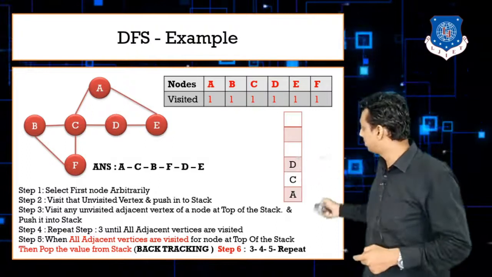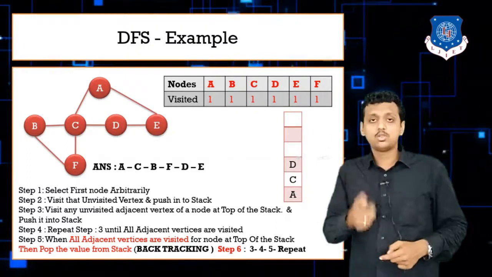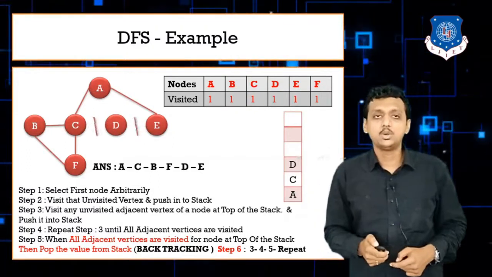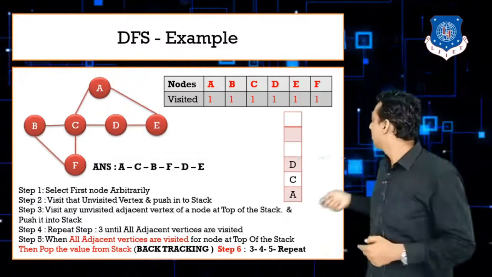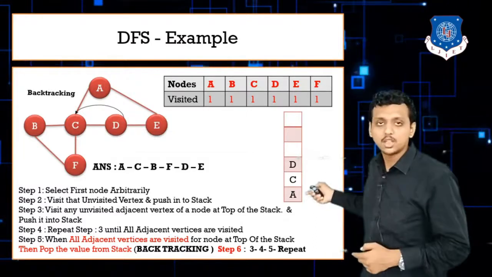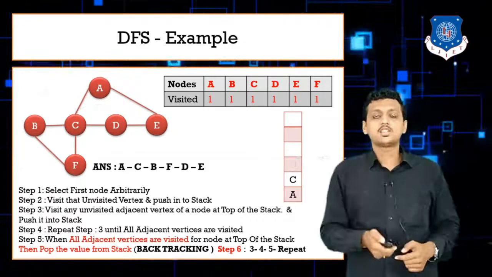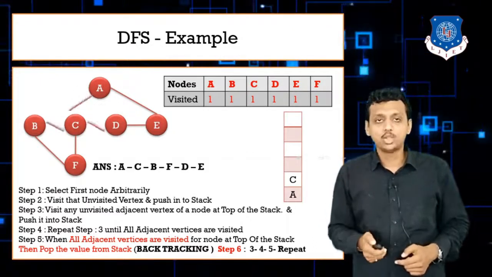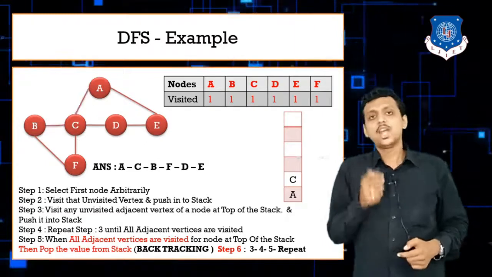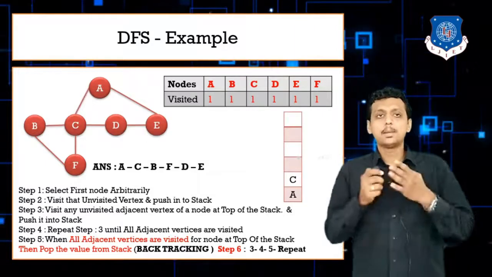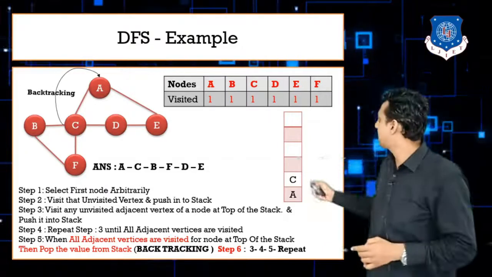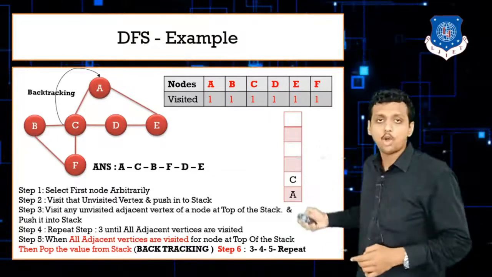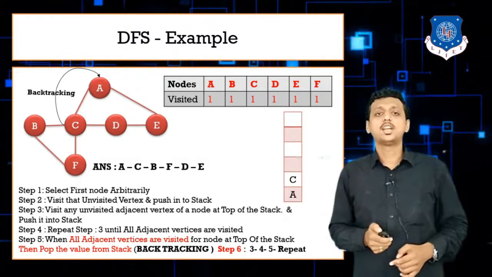So I am removing E and getting back to D. Fine. Check for D. Are there any adjacent nodes remaining? No. That means again pop D and get back to C. So I'm popping D and getting back to C. At C we have 4 different nodes, B, F, A, D. All nodes are visited. That's why I need to get back to A. So pop C and get back to A.